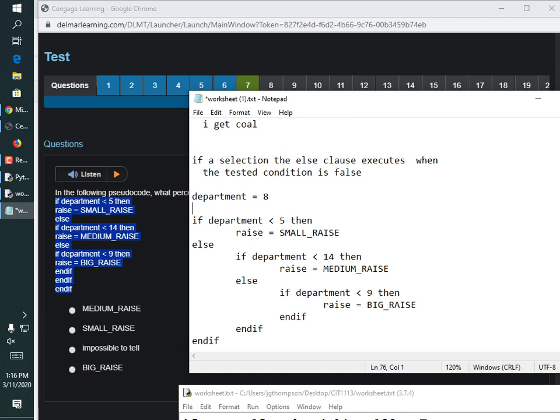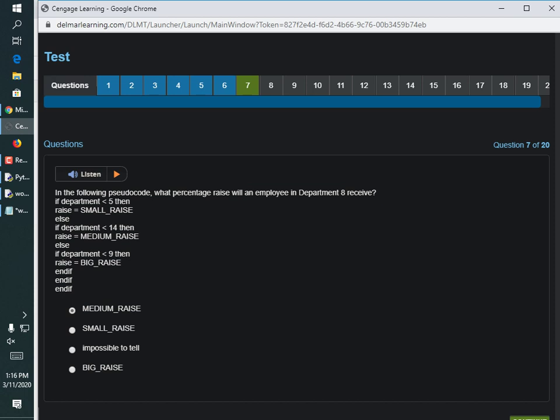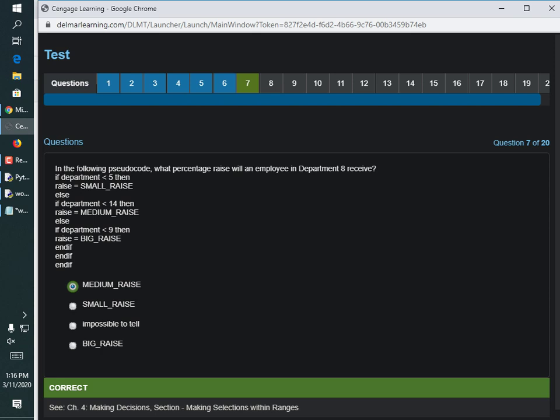I went through that without indenting them and went with big raise and got it wrong. Or what if it was 10? Okay, anyways, maybe I'm totally wrong that that's written wrong, but following the logic, I'm pretty sure it's medium. You said big and it wasn't correct, so. All right, I lucked out on that one. No, I'm kidding. We worked it through.